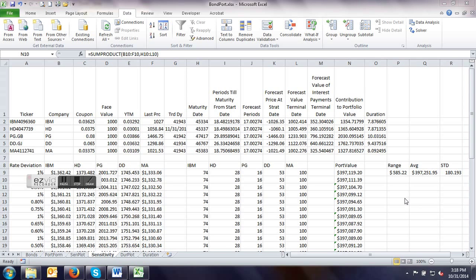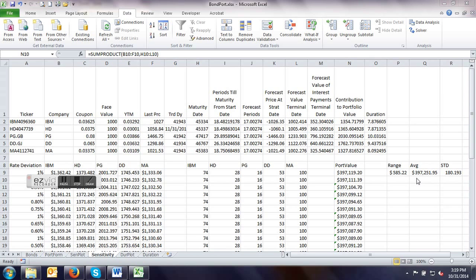So obviously some values, what's the range? So the high value, the low value of my ending portfolio, 1% change in interest rates, the portfolio is only changing by $585, which is relatively small. The average value is 397, the standard deviation is only 180, so on average I'm going to be around $180 from this $397 value. And that's what the whole idea of bond formation and immunizing is taken care of, is that as interest rates change, even substantially, 1% plus or minus is a pretty big move in interest rates, our net position in the portfolio doesn't change.